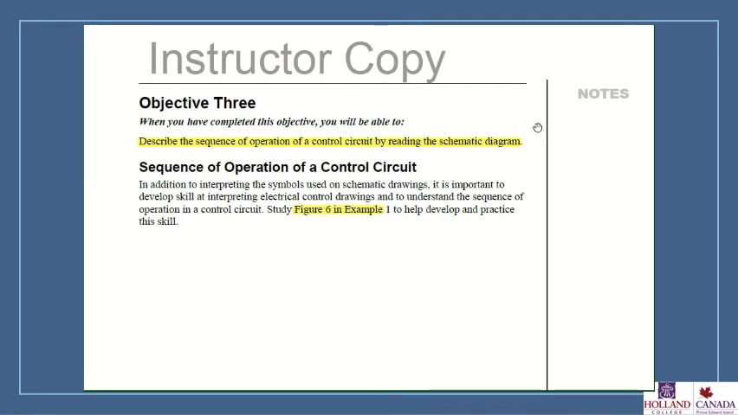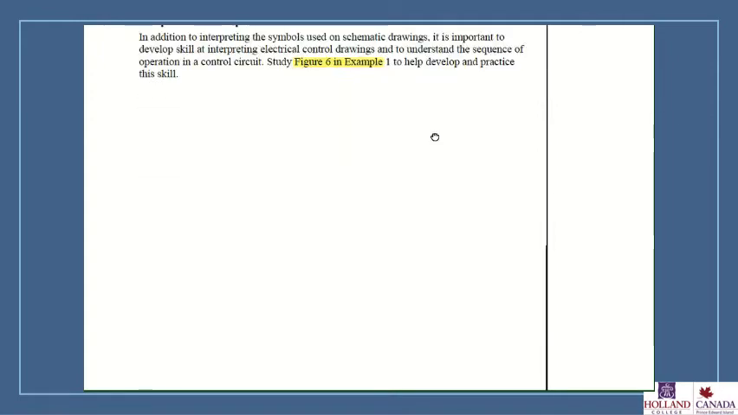Objective 3. When you've completed this objective, you will be able to describe the sequence of operation of a control circuit by reading the schematic diagram. In addition to interpreting the symbols used on a schematic diagram, it's important to develop skill at interpreting electrical control drawings to understand the sequence of operation in a circuit. Study Figure 6 and Example 1 to help develop and practice this skill.